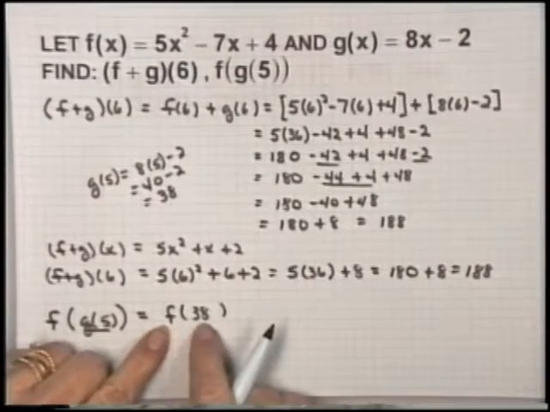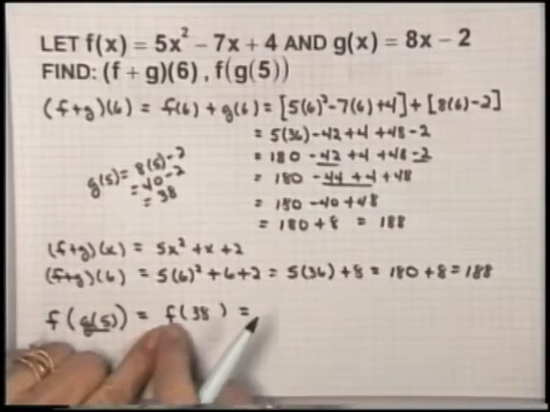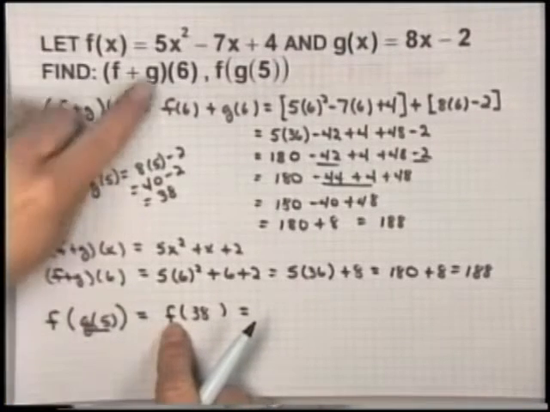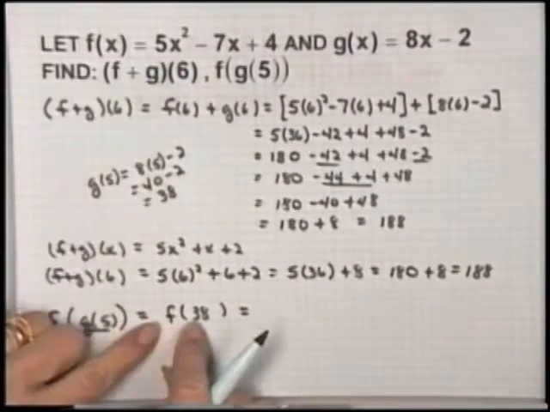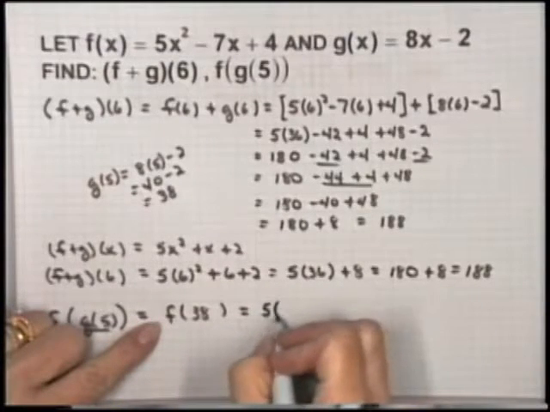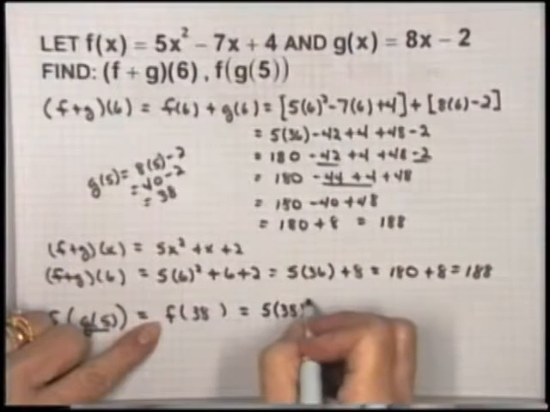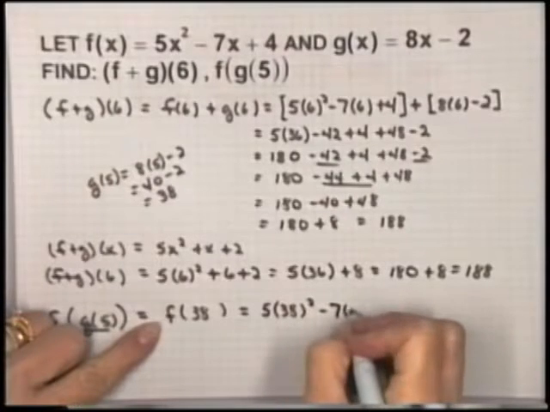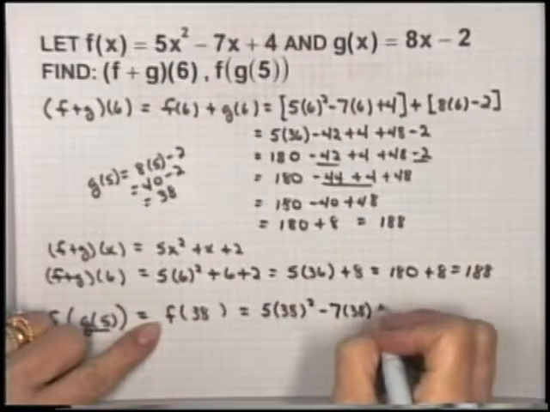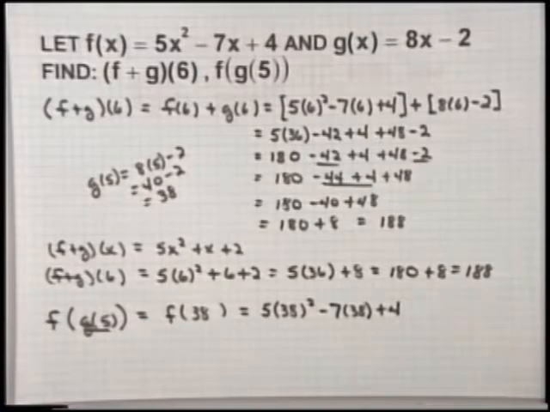Now, f of 38 means that I'm going to go to function f and replace the x with 38. So I have 5 times 38 squared minus 7 times 38 plus 4. Now we would probably want to do this arithmetic with a calculator, but since I didn't bring one, let me see if I can do this calculation of 38 squared right quick. Let me put just a little piece of scratch paper up here.